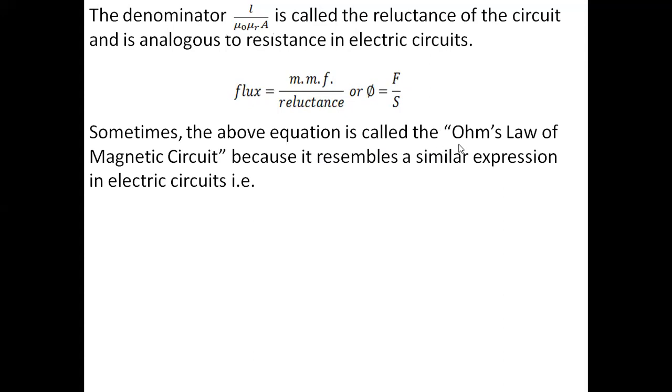Sometimes the above equation is called the Ohm's law of the magnetic circuit. Here the flux corresponds to the current in the electrical circuit, where I is equal to V by R. Similarly, in magnetic circuits, flux phi is equal to MMF by reluctance, F by S, and this is called Ohm's law of the magnetic circuit because it is similar to the electrical expression: current is equal to EMF by resistance, or I is equal to V by R.